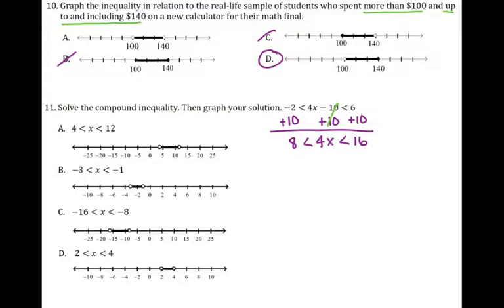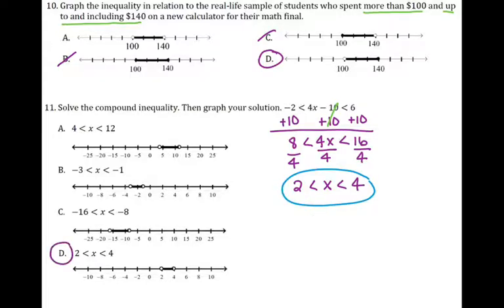Now the same idea. I need to look at what's happening to my x, and to isolate my x, I need to divide by 4. But of course, if I'm going to divide the middle by 4, I need to do the right side and the left side. So I have 2 is less than x is less than 4. Okay, well, now that I've solved my inequality, there's only one answer choice that has this as my inequality. So my correct answer is D.